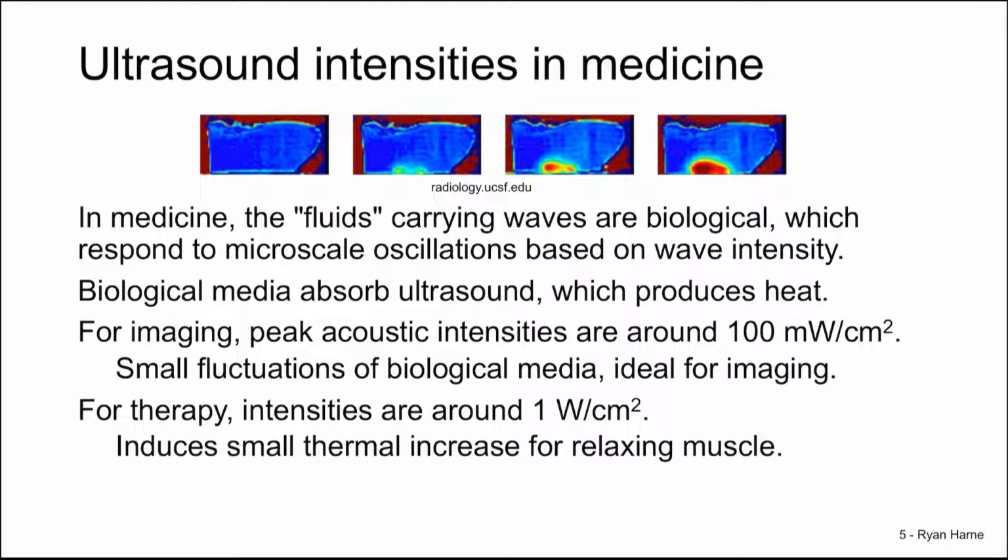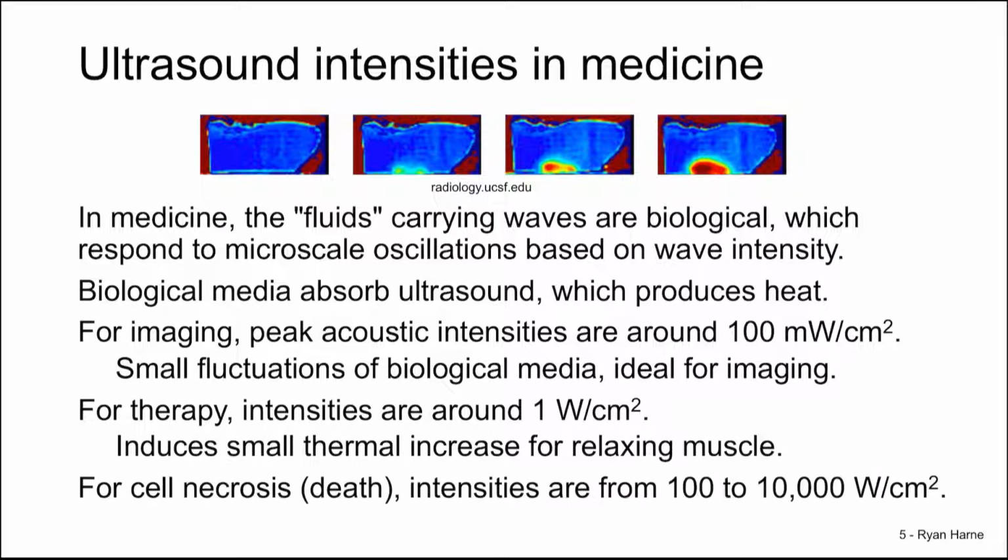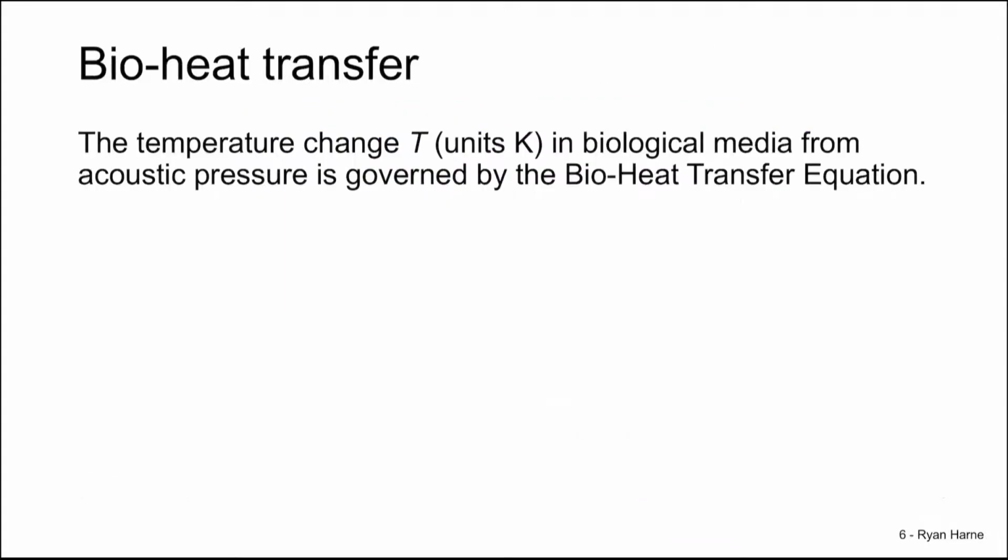And this increases the temperature of the tissue and relaxes muscle. But for other treatments where cell necrosis or death is desirable, the intensities may increase up to 100 to 10,000 watts per centimeter squared. And what is the basis for heat absorption of the biological tissues?